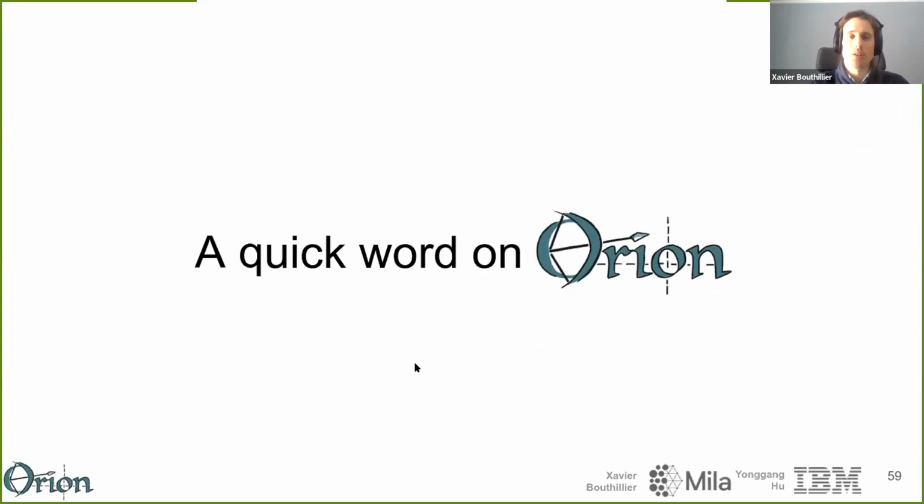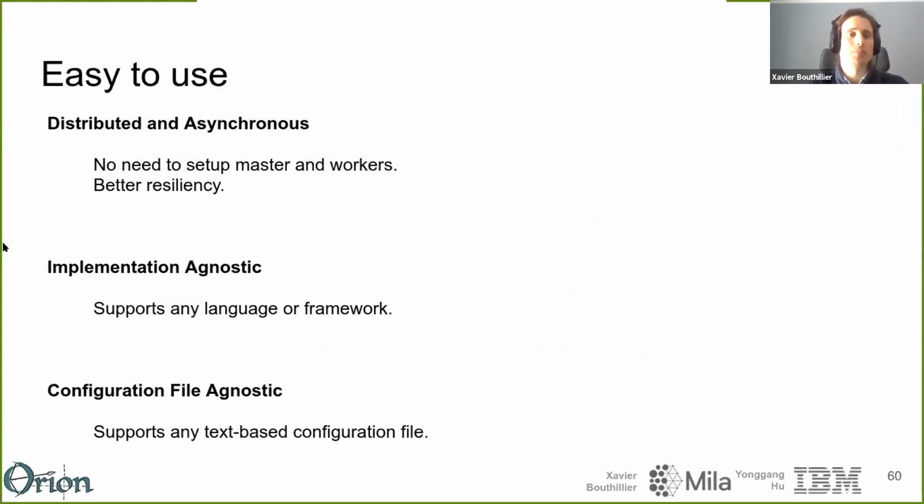So a quick word on Orion. At Mila, well, generally, as Yongang will just cover quickly based on our surveys, in academia, not a lot of researchers are using sophisticated hyperparameterization. Most of the people are using just grid search, random search. And so at Mila, we wanted to develop a framework that is very easy to use so as to encourage most of the students to do hyperparameterization. And so we built it to be easy to use.